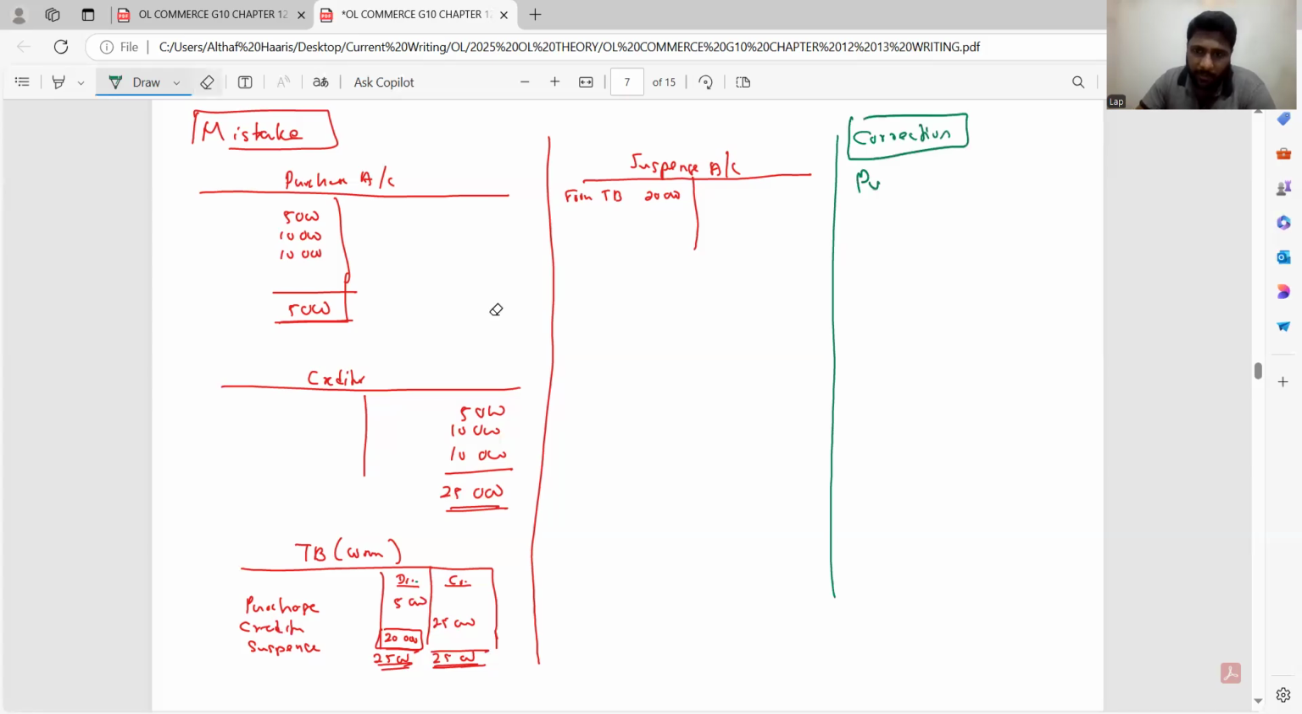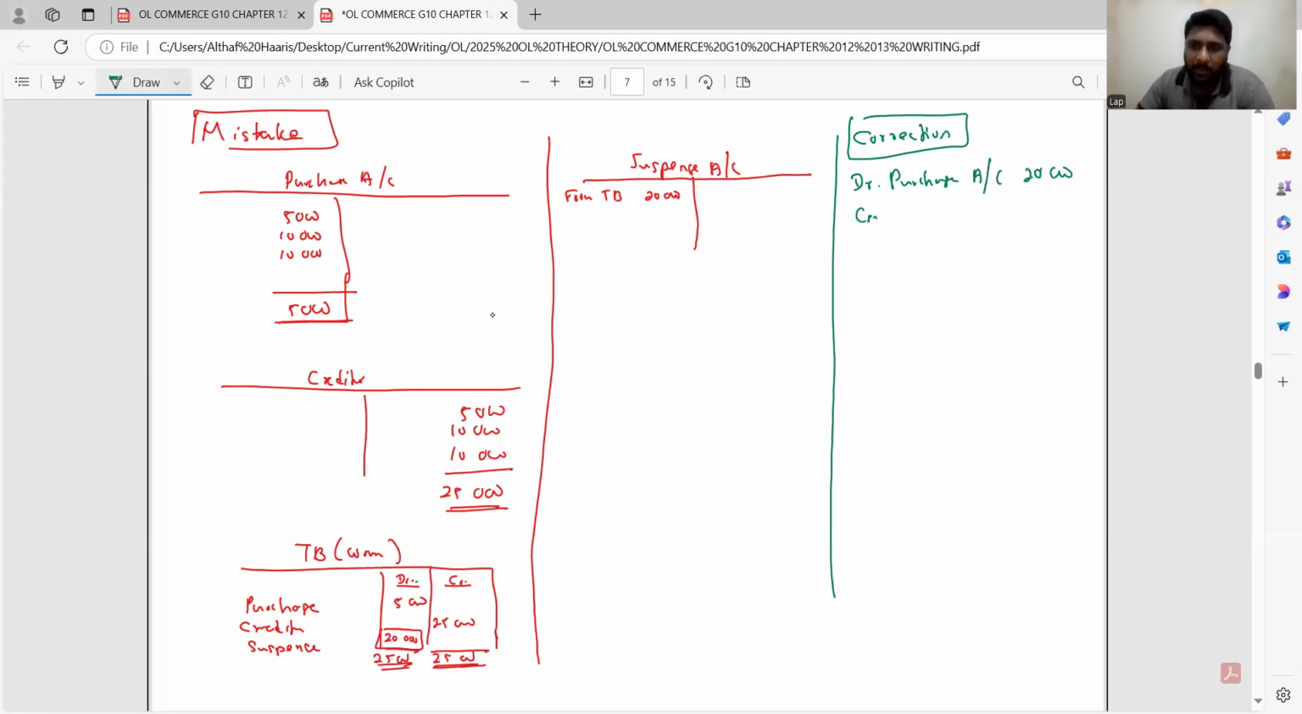Purchase account debit 20,000, credit it to the suspense account 20,000. So here you can put that 20,000 and make the correction, 25,000. And here you can credit it, purchase 20,000. So the suspense account is getting cancelled off.